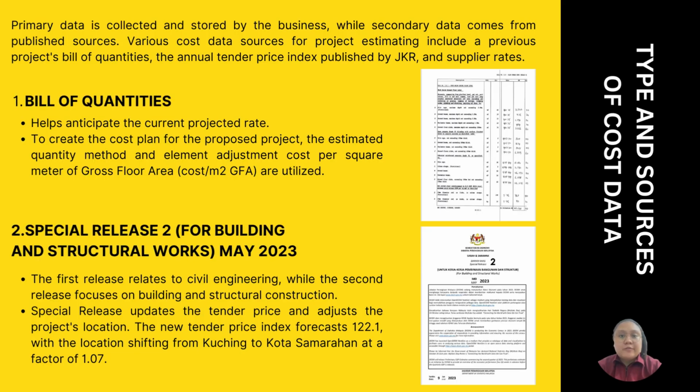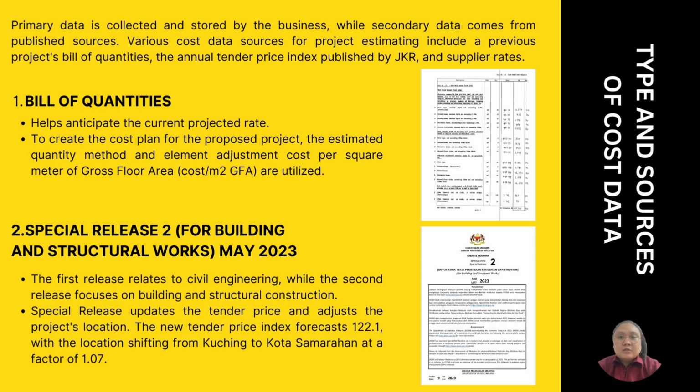Type and sources of cost data: primary data is collected through business, while secondary data is collected through public sources. Cost data can come from various sources such as previous project bill of quantity, tender price index by JKR, and supplier rate. In this project, data are from previous project bill of quantity and May 2023 special release 2. The data are extracted from a previous similar project, and to create the proposed project cost plan, the estimate quantity method and element adjustment cost per square meter of GFA are utilized.